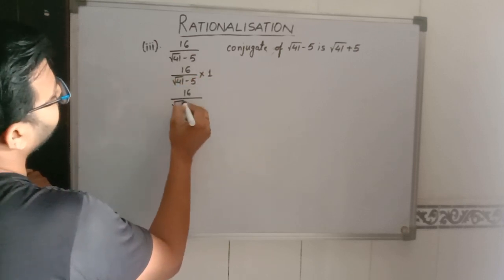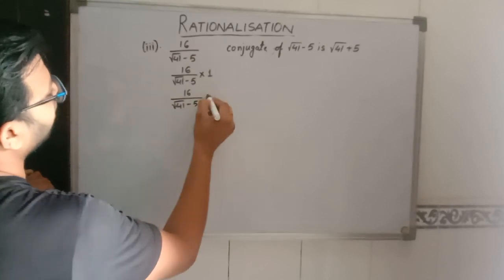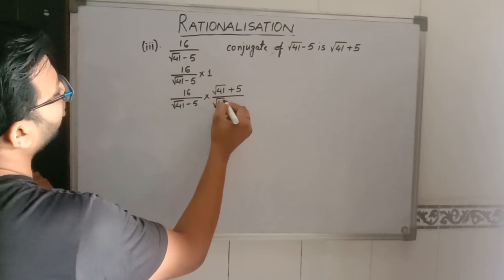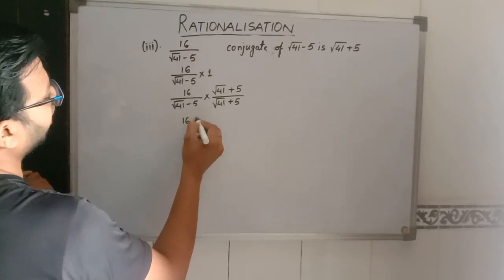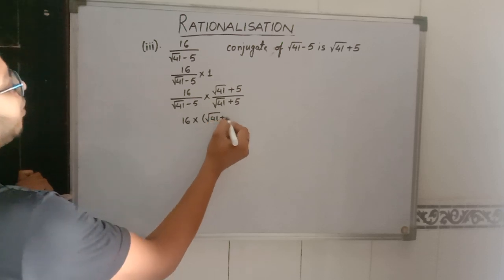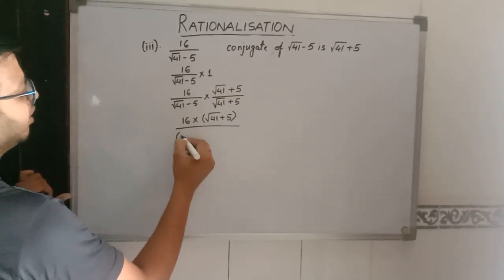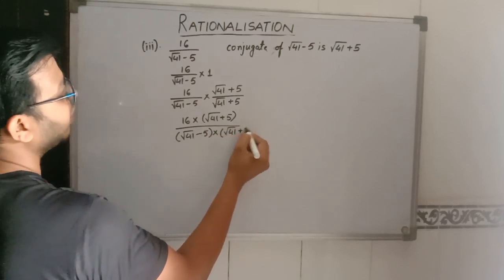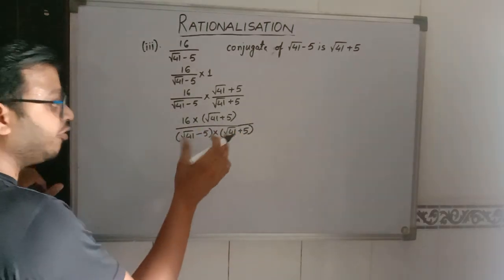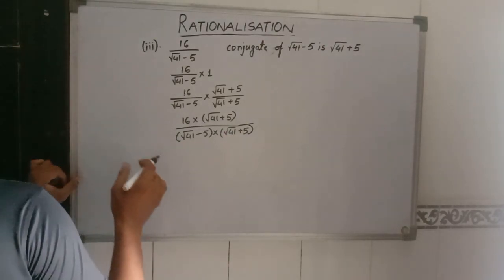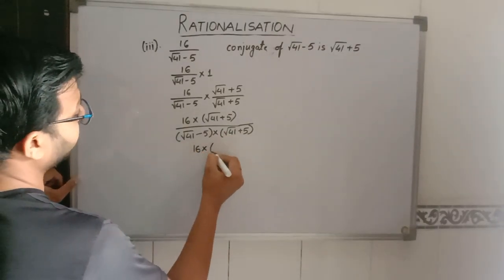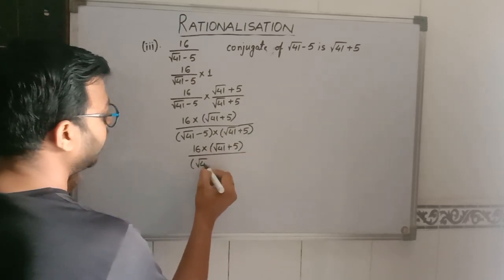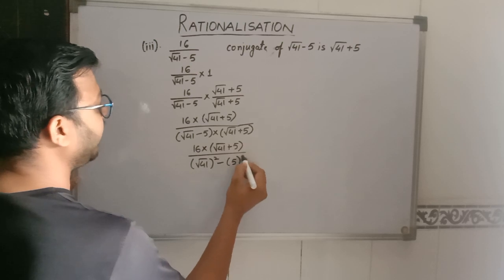Now 1 can be replaced by the same numerator and same denominator, so root 41 plus 5 divided by root 41 plus 5. In the numerator, 16 multiplied by root 41 plus 5, and in the denominator root 41 minus 5 multiplied by root 41 plus 5. Right now don't multiply by 16. First solve the denominator. 16 multiplied by root 41 plus 5 upon a plus b, a minus b. So a square minus b square.